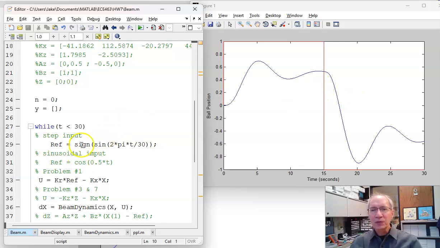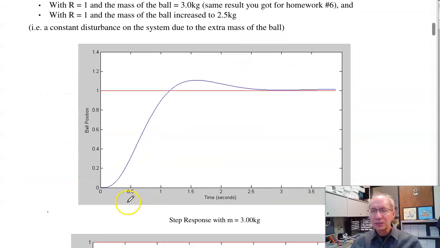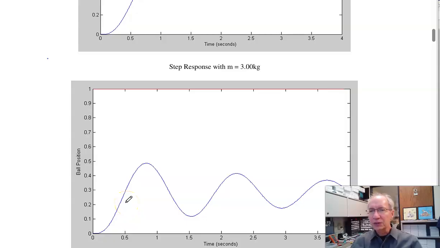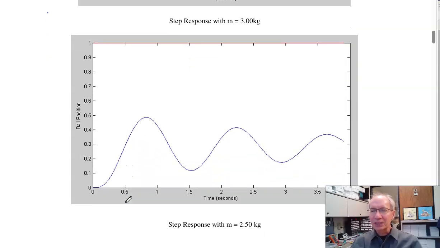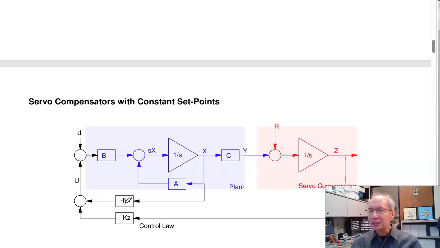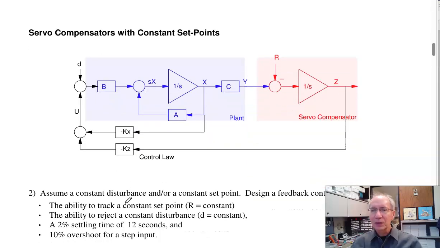So that's the problem with full state feedback. It cannot handle a constant disturbance. In this case, it also doesn't really track a constant set point if you change the dynamics. To get around that, add a servo compensator. What the servo compensator does is it integrates the difference between the set point and the output.